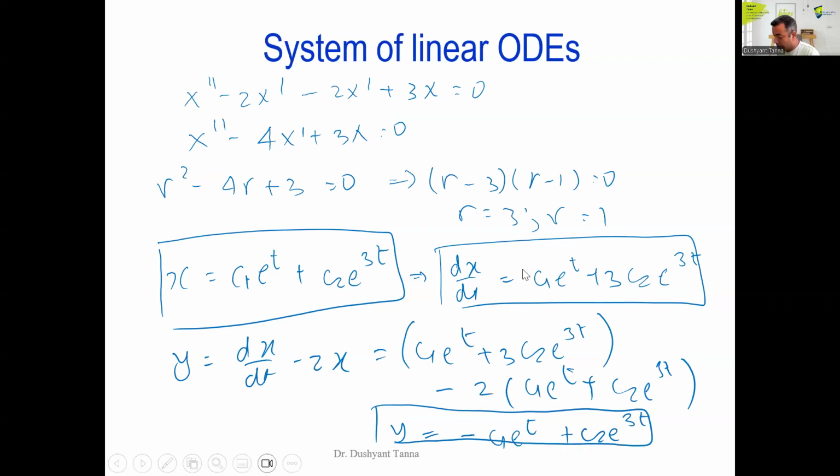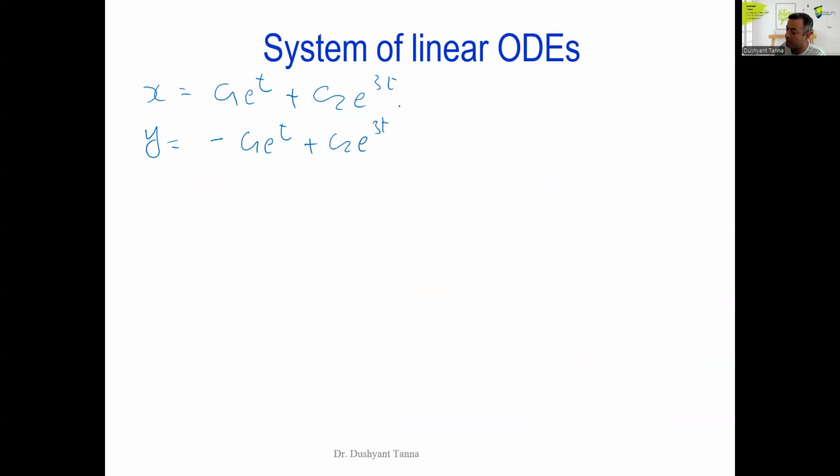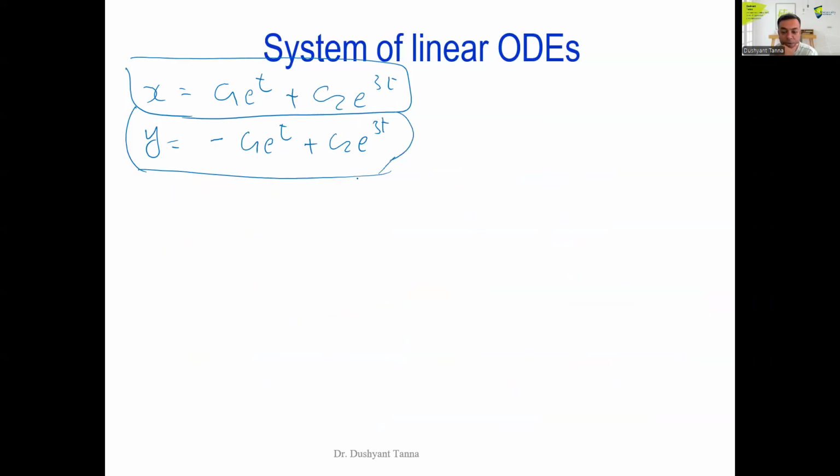I'm happy to write it again, so we have it nice and clear. x is c1 e raised to t plus c2 e raised to 3t, and y is minus c1 e raised to t plus c2 e raised to 3t. This is your x and y, absolutely. But that's a general solution, not the particular one.